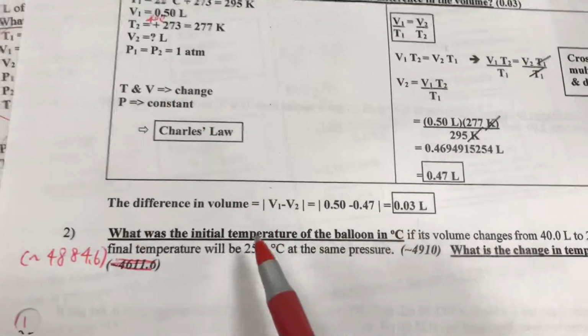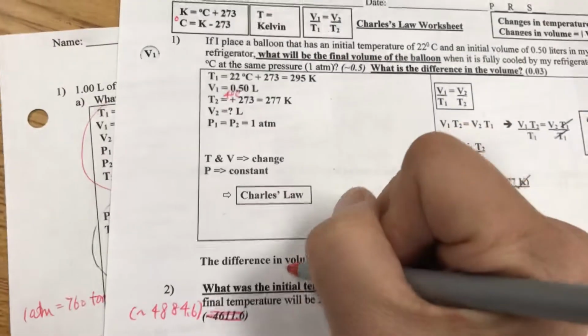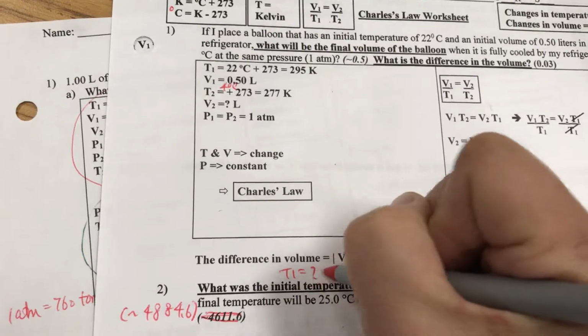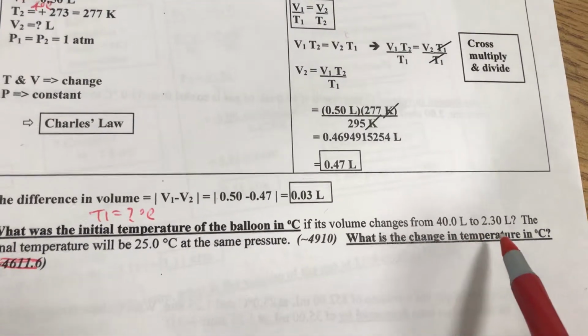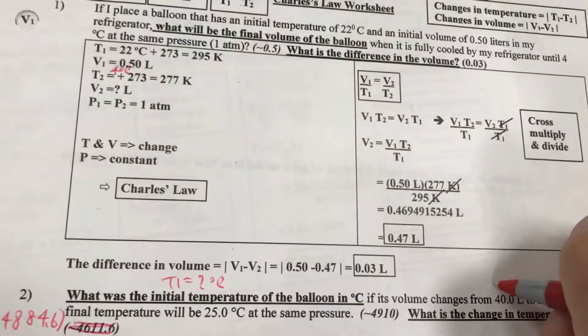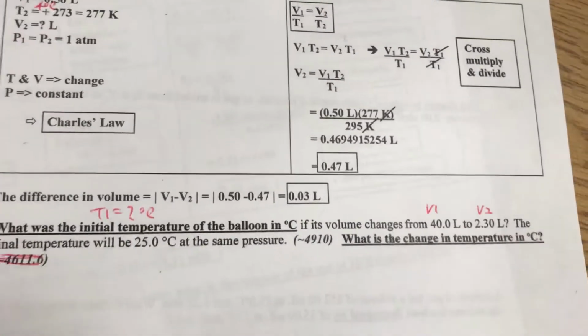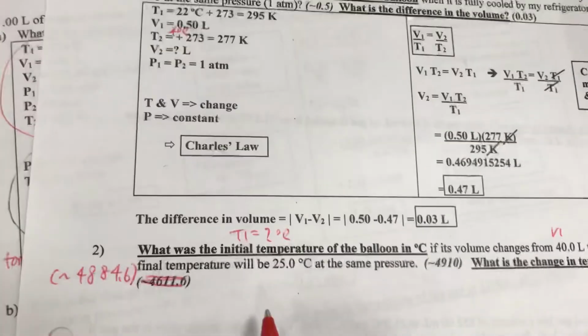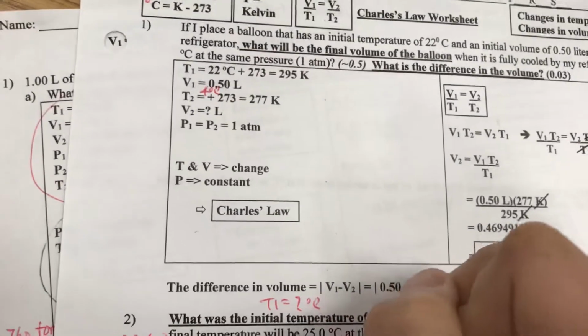Now here, what was the initial temperature of the balloon in degrees Celsius? So I'm looking for my T1 equals question mark degrees Celsius. If the volume changed from 40 liters to 2.30 liters, my 40 liters will be V1 and my V2 will be 2.30, and the final temperature will be 25 degrees. So this is my T2, but it's in degrees Celsius.